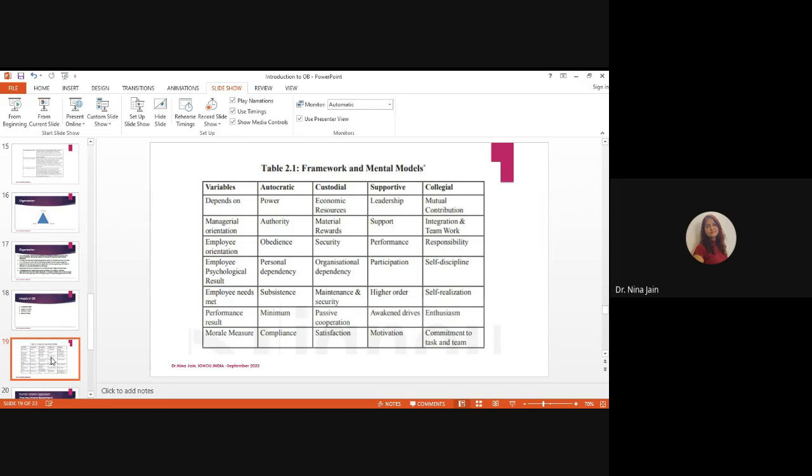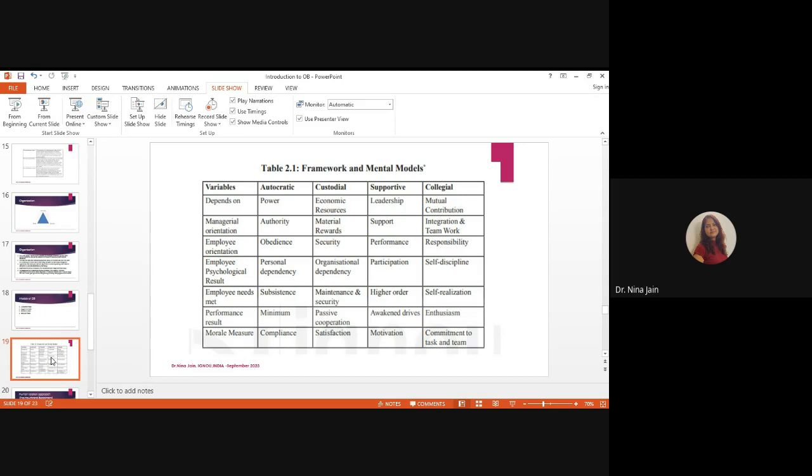The combination of emerging knowledge about the needs of employees and changing societal values suggested that there were better ways to manage organizational systems. So you can see below the autocratic model how it is followed in the organization.